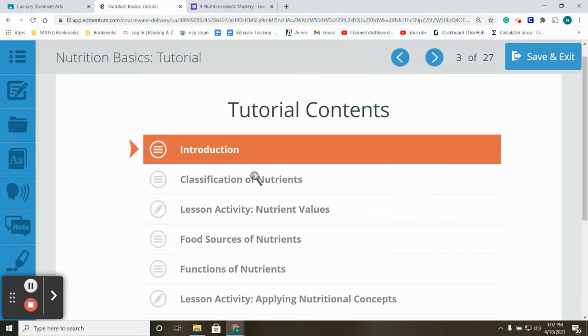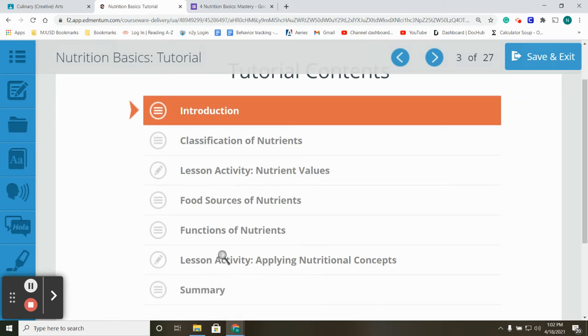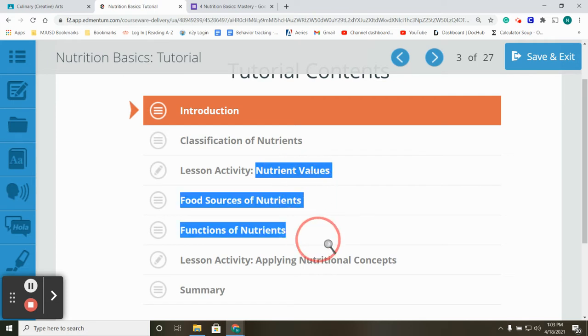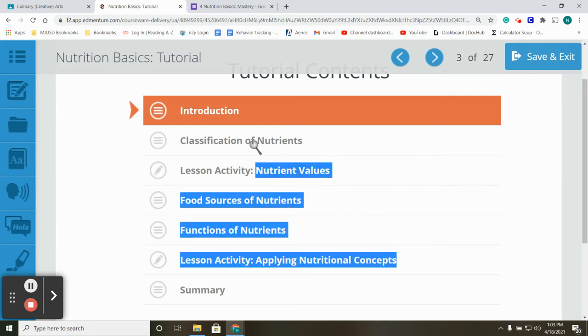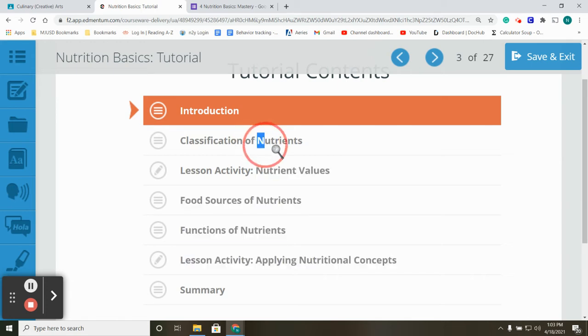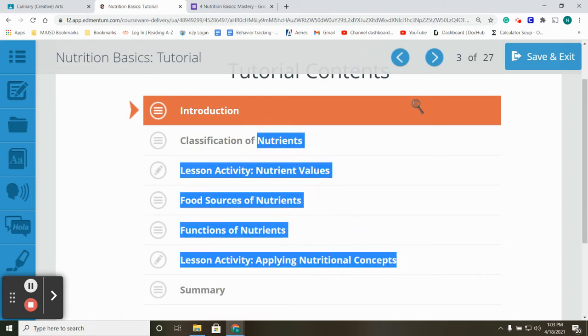Tutorial contents: classification of nutrients, lesson activity, nutrient values, food sources of nutrients, functions of nutrients, lesson activity, applying nutritional concepts, summary. So, nutrients is the key word here. Your creative art project should include nutrients. I'll give you an example in another video or in the description of the assignment. Let's continue.